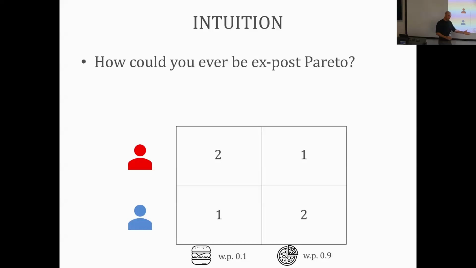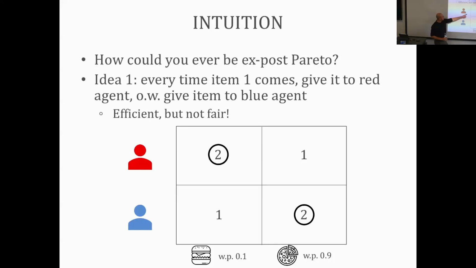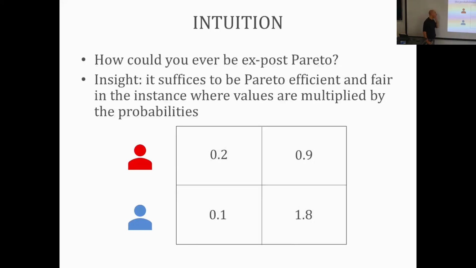So let's take this instance, for example. I have two agents, and I know burgers come with probability 0.1, and pizzas come with probability 0.9, and these are the values. Now, obviously, this is efficient. There's no way, no matter how the pizzas and the burgers come, that I'm going to find a trade. No one wants to trade, no matter how many pizzas and burgers come. However, this is not fair, because 90% of the time, you're going to allocate to the blue agent. So the first insight here was that you can be Pareto efficient in this instance.